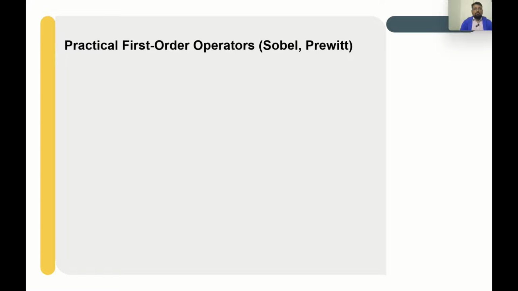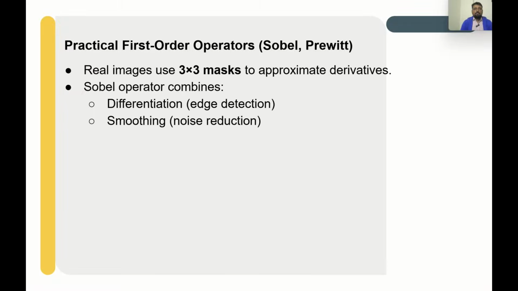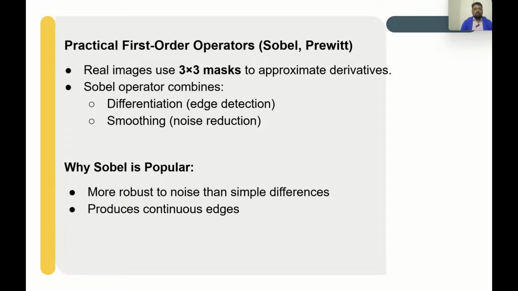Okay. So the practical first order operators are Sobel and Prewitt edge detection techniques. The Sobel operator combines differentiation and smoothing, and based on that it identifies the edges. Why is Sobel popular compared to Prewitt? Sobel is popular because it's more robust to noise compared to Prewitt, and it produces continuous edges.